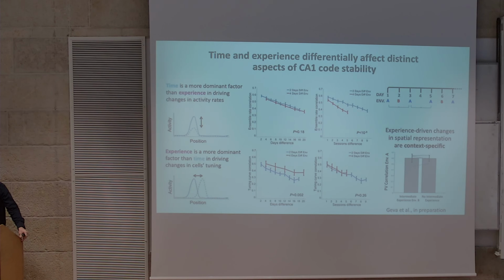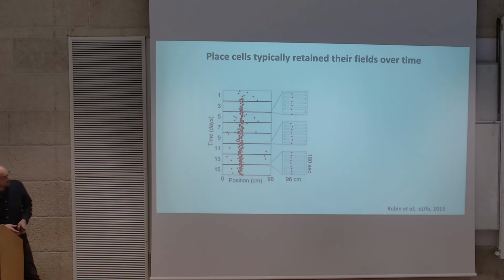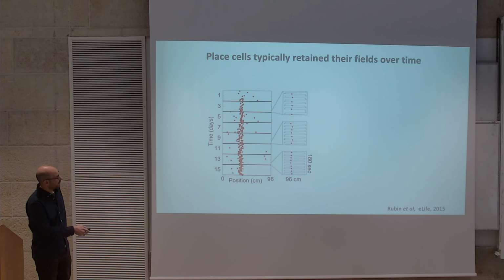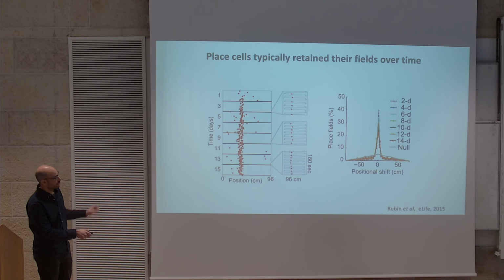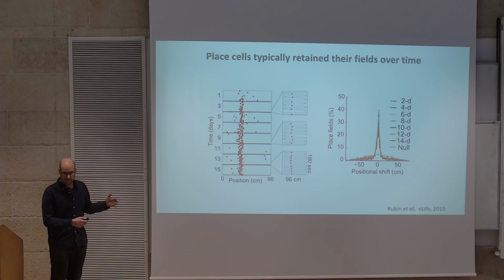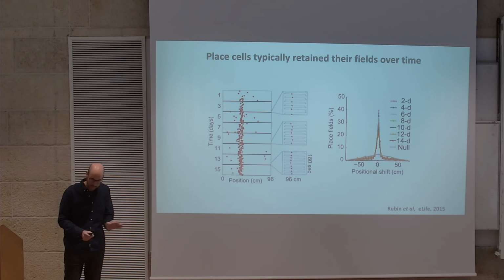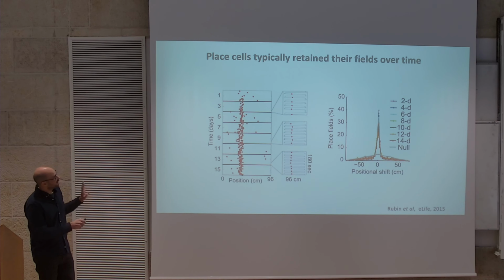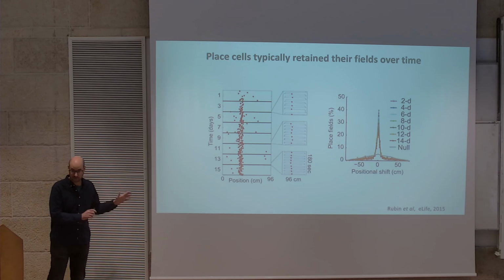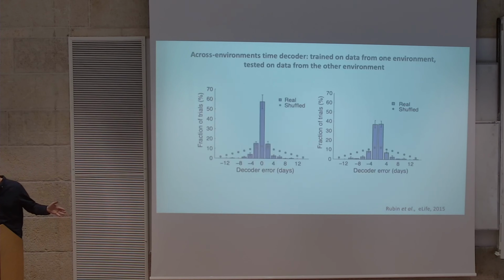I don't want to go into this because it is well published, but you can find many neurons that are very stable over time. And if you look at the positional displacement of the centroid as a function of elapsed time, you can see that it is centered around zero for most of the cells. Zero is zero positional shift in the centroid of the place field across pairs of sessions with different intervals. Place cells typically retain their place fields over time, but not always. They do change.